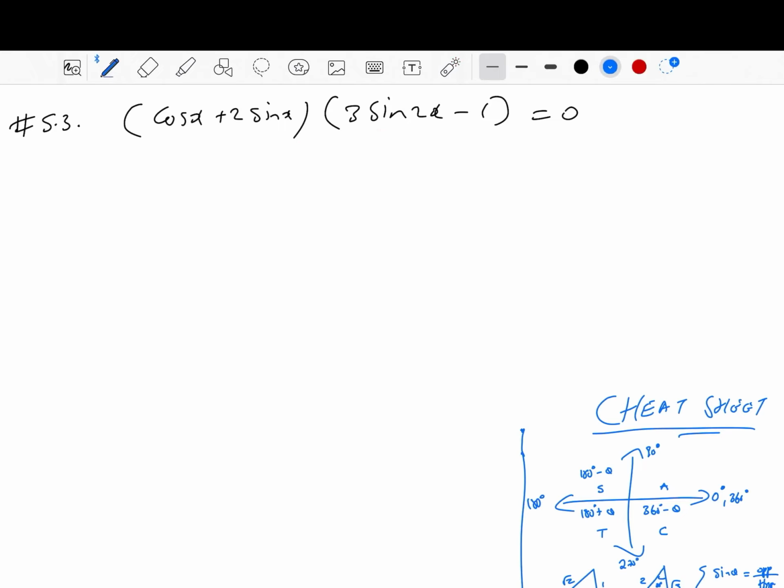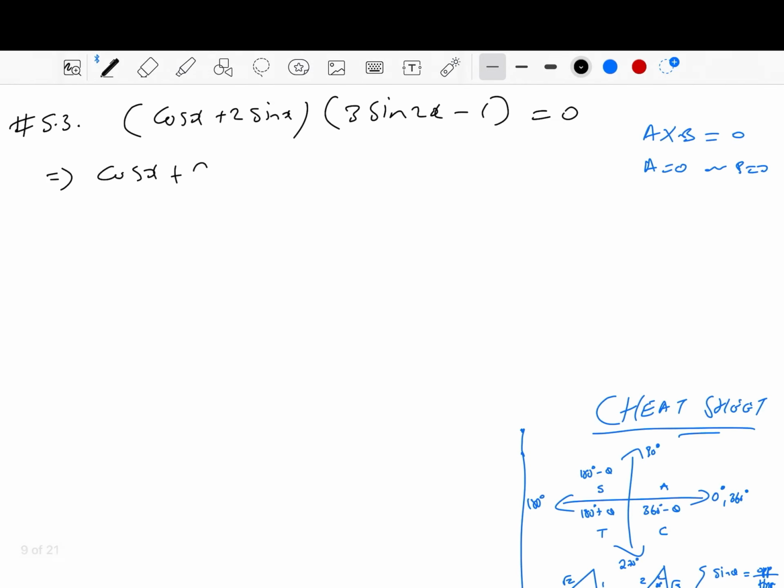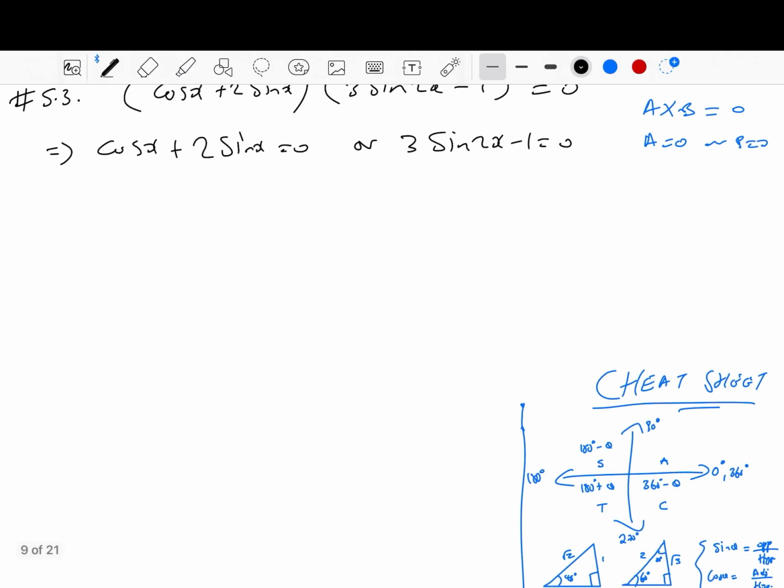Or if this equation is not 0 but the other is 0, it should still give you 0. Essentially, we're saying a times b is equal to 0, so either a is equal to 0 or b is equal to 0. That's what you're going to be doing here. That's algebra for you. So cos x plus 2 sine x is equal to 0, or 3 sine 2x minus 1 is equal to 0. One of the two is equal to 0. That's given.